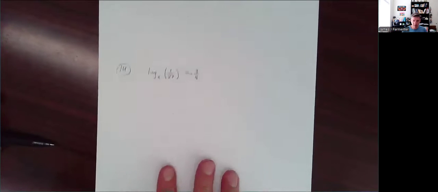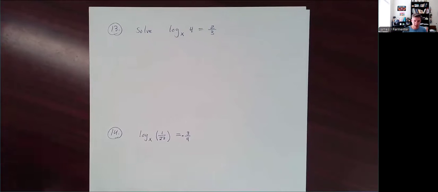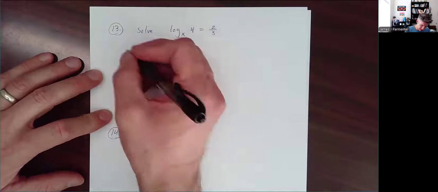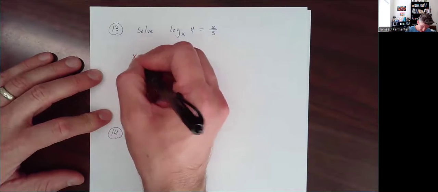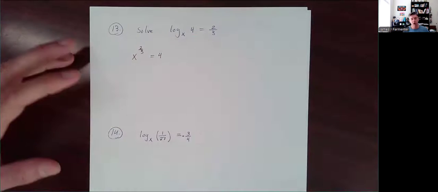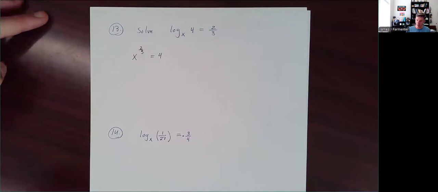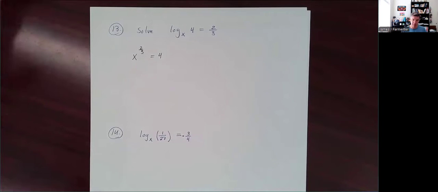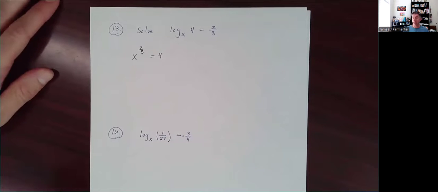A few more kind of funkier ones. So here we're solving log base x of 4 equals 2/3. We're rewriting as our base raised to the 2/3 power equal to 4. Almost every time when you're solving for a base, you're going to rewrite it as an exponential equation, and then you're going to raise both sides to the reciprocal power to get the x isolated.